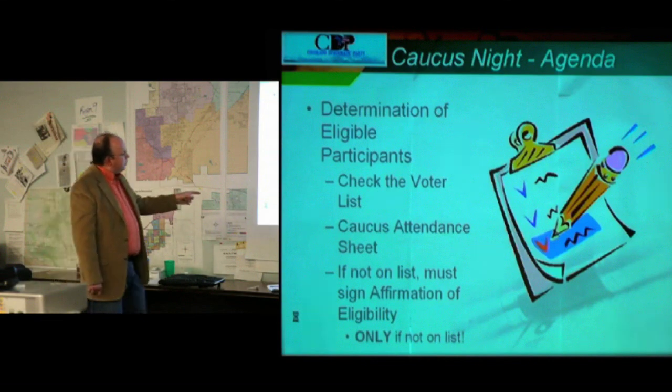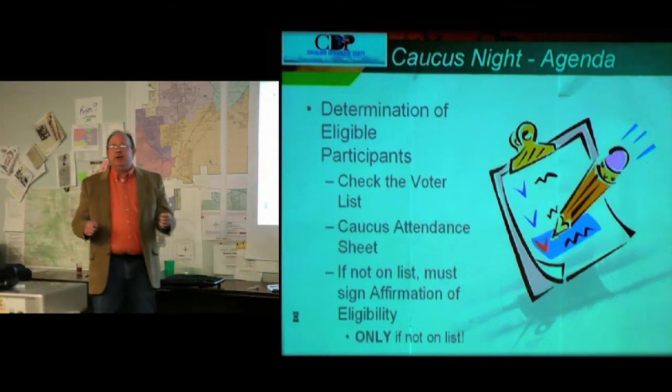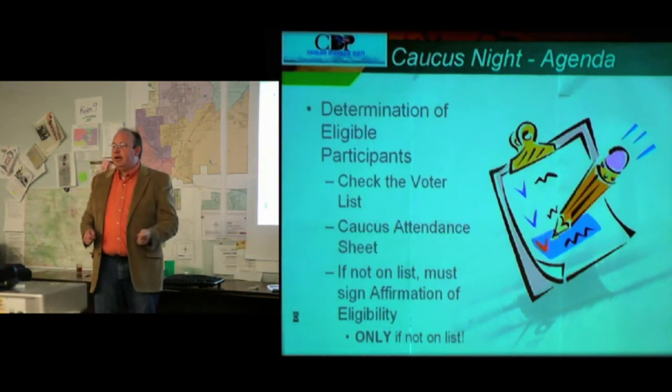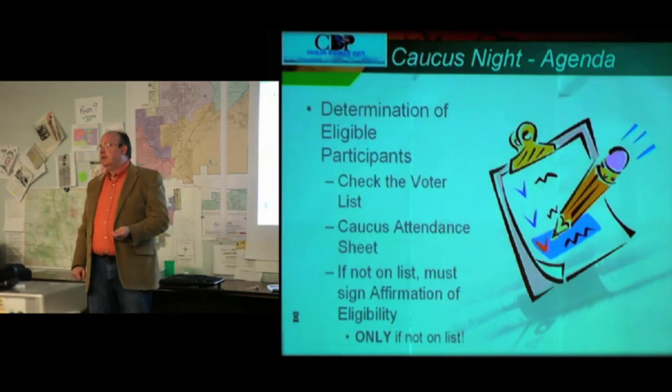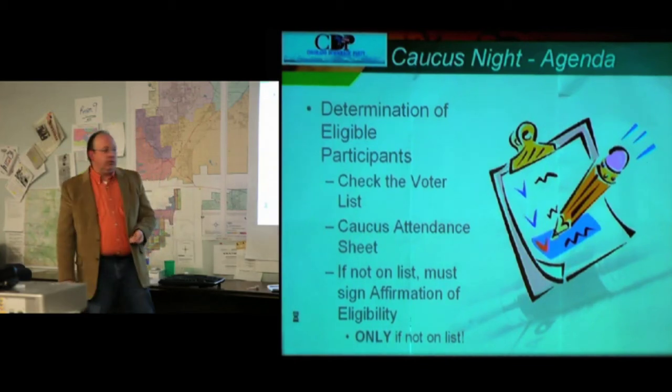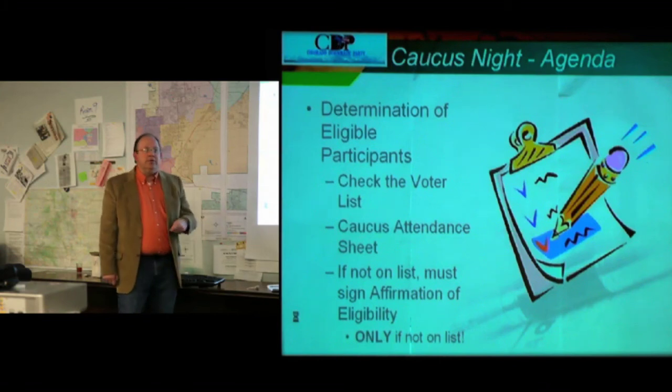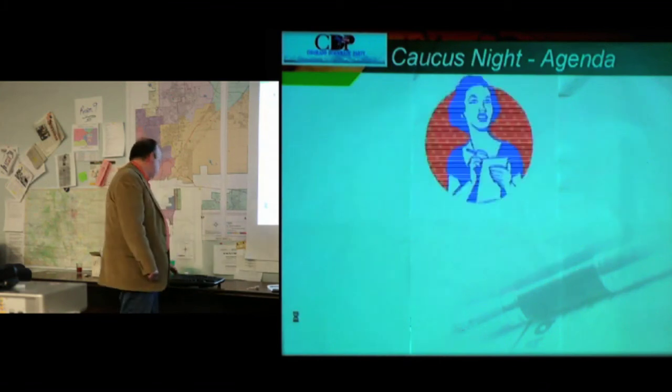A lot of people are confused because they see this affirmation of eligibility and they don't know what it is, so everybody fills one out and signs it. You only do that if you're not on the list. That's the only reason you would use that form. So most precincts won't even have to worry about someone using that form.